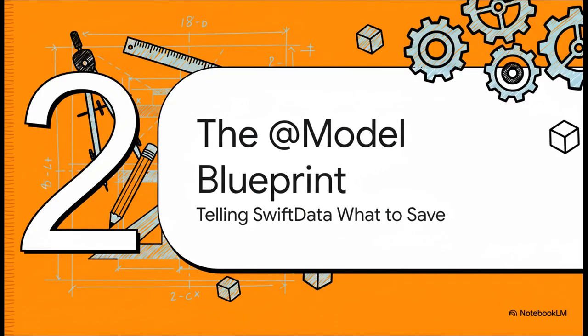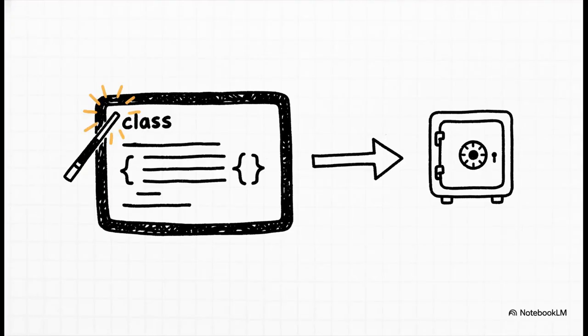Okay, on to section 2, the @model blueprint. Before Swift Data can save a single thing, we have to tell it what to save. We need to draw up a blueprint for our data. And it all kicks off with this one little piece of code, the @model macro. This is basically the magic word. You just pop it on top of a regular Swift class, and you're telling Swift Data, hey, pay attention to this one. This class is important. I need you to save it for me.